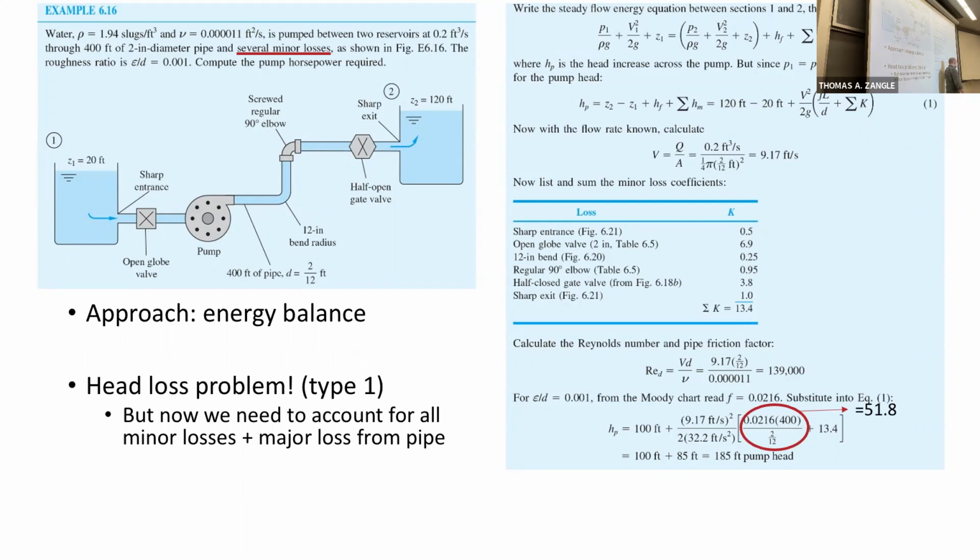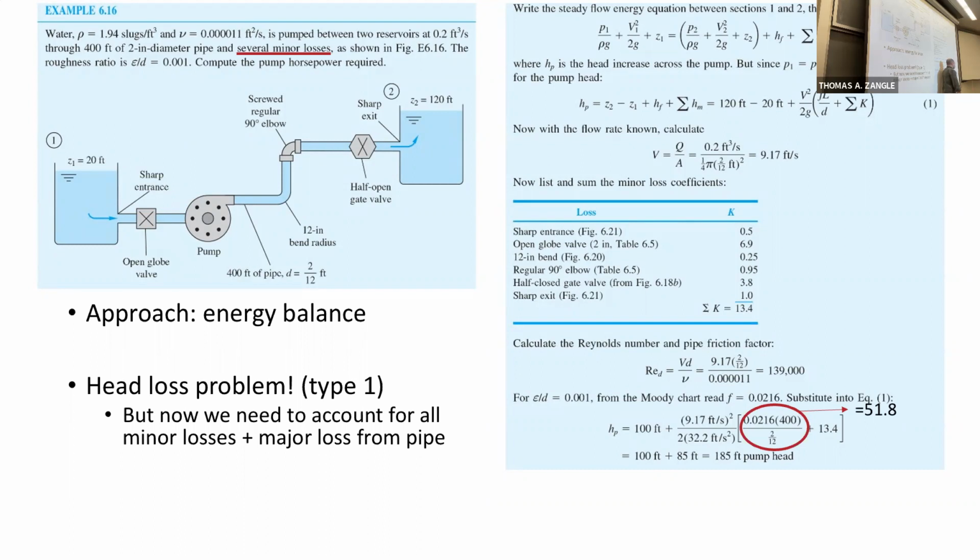So this is FL over D plus sum of K, what's in this bracket here. That FL over D works out to 51.8. Our sum of K was 13.4. So we can see these minor losses added up to be significant, right? Certainly there would be significant error if you left out the minor losses. But in this case, they were not greater than the loss through the length of pipe.